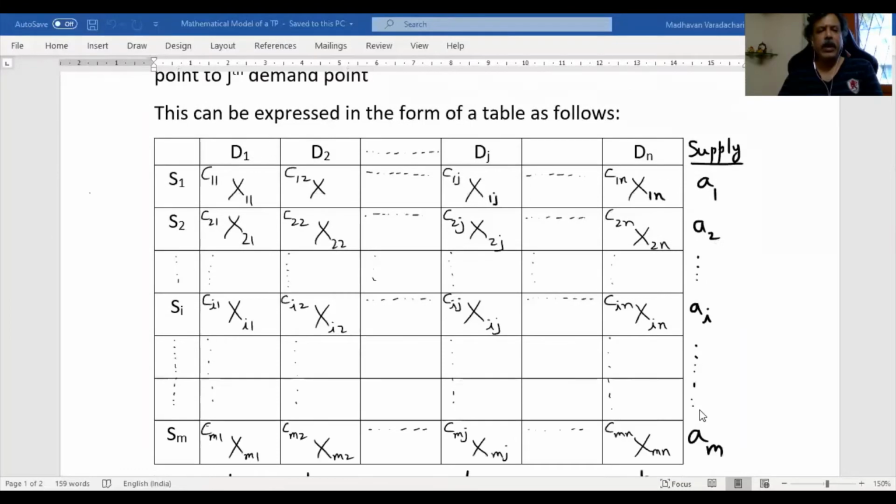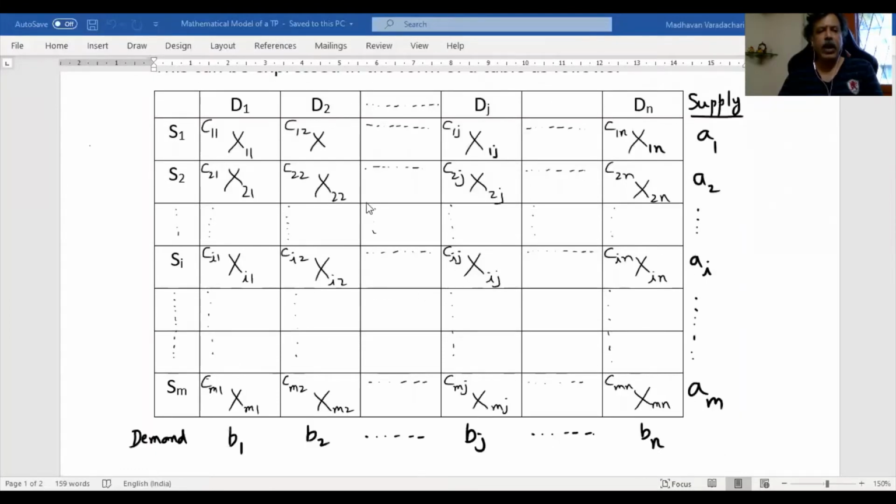So the table will look like this, wherein you have m supply points, S1, S2 and so on up to Sm, and in between I wrote it as Si, so that can be generalized to all the m supply points. Similarly, the demand points D1, D2 and so on up to Dn, and in between I mentioned it as D suffix j, which can be used to generalize all the demand points.